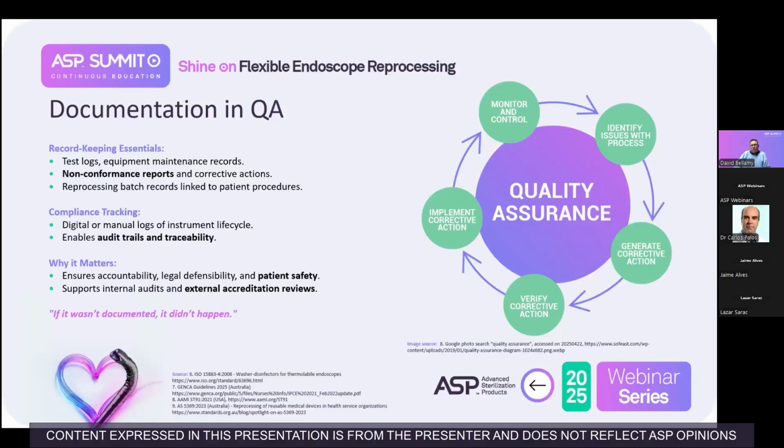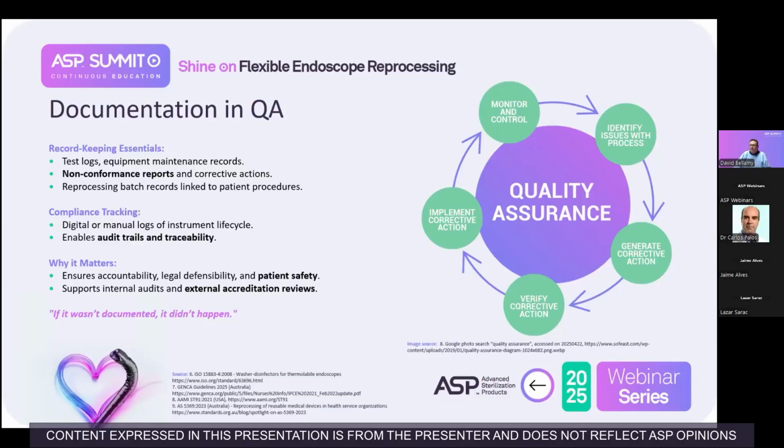So why does good documentation matter? It's not just about ticking a box anymore. It's about ensuring accountability, as every operator is responsible for their documented actions. And quick traceability of any reprocessed instrument that's linked to a patient can prevent escalation in the event of an outbreak or the risk of contamination. It also provides legal protection in litigation, and having documented proof of compliant processes can protect the facility and its staff. So, if it wasn't documented, it didn't happen.